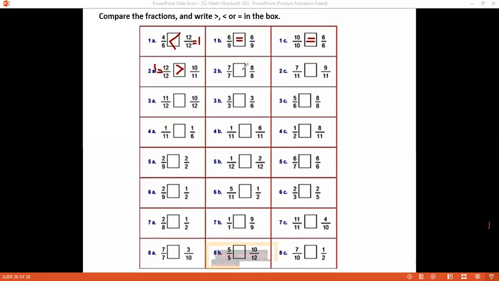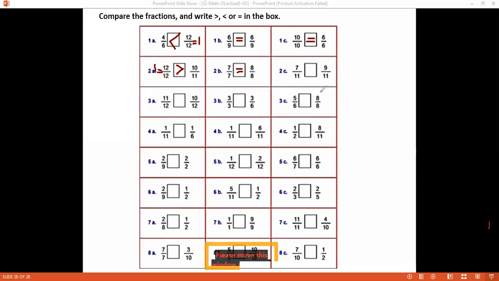Yes. 7 over 7 and 8 over 8. What do you think? They are equal. Excellent. Yalla Majed. 7 over 11 and 9 over 11. Yes, miss. Yalla, which fraction is bigger? 11 over 11 or 9 over 11?